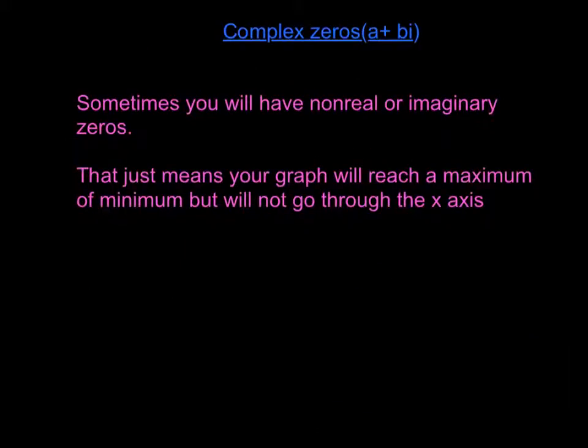Okay. So now let's take a look at complex zeros. If you remember those from Algebra 2, they're in the form of a plus or minus bi. Sometimes you have non-real or imaginary zeros. That just means that your graph will reach a maximum and a minimum, but will not go through the x-axis. So remember in class we talked about your graph might look something like this, or something like this, where it basically dips down, but it doesn't quite hit the x-axis. Okay, so for this, let me see.